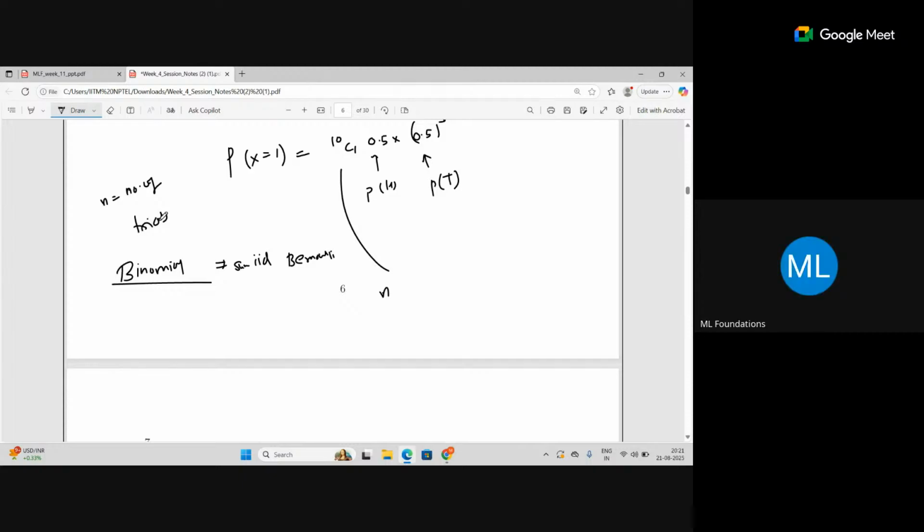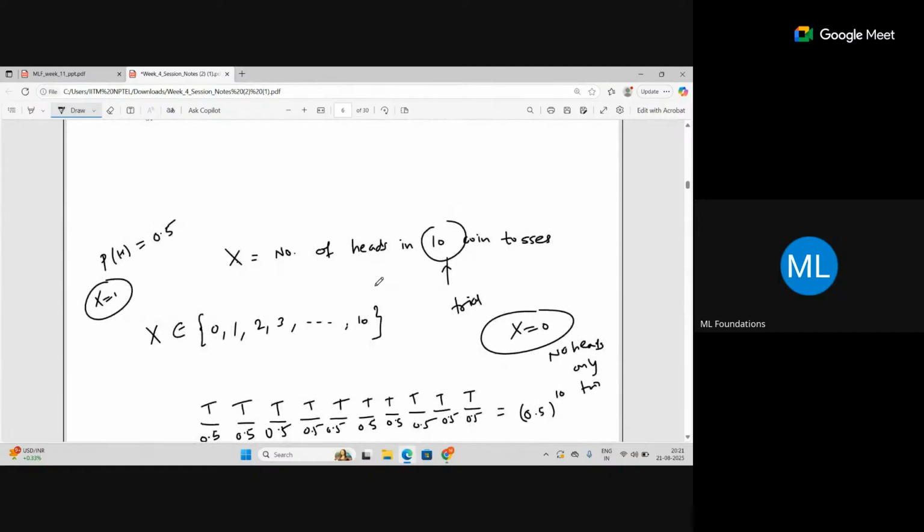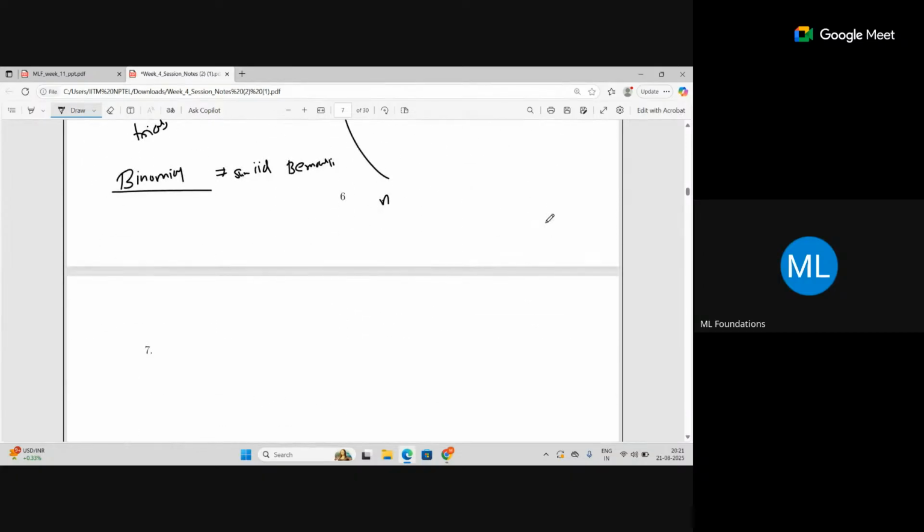Yes, sir. So what is n here? Number of trials. In our previous example, how many trials were there? 10. These were the number of trials, right? In a fixed number of trials, we are seeing what is the chance that this random variable will take the values. So suppose x will be the values taken by the random variable. Whatever we are doing here is the probability that X equals x.